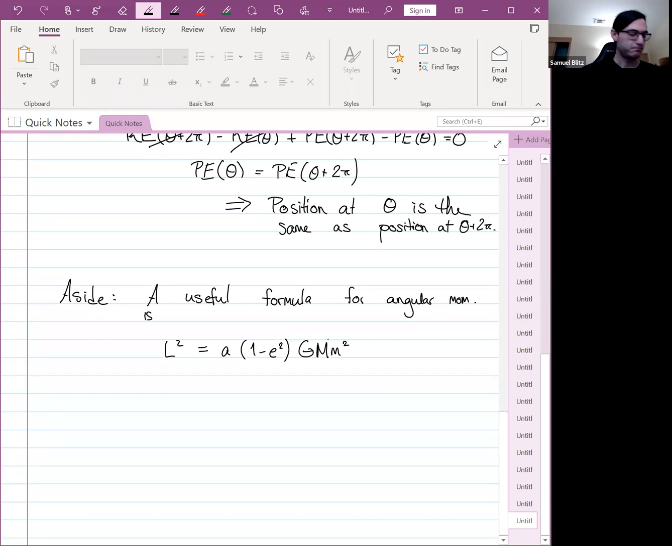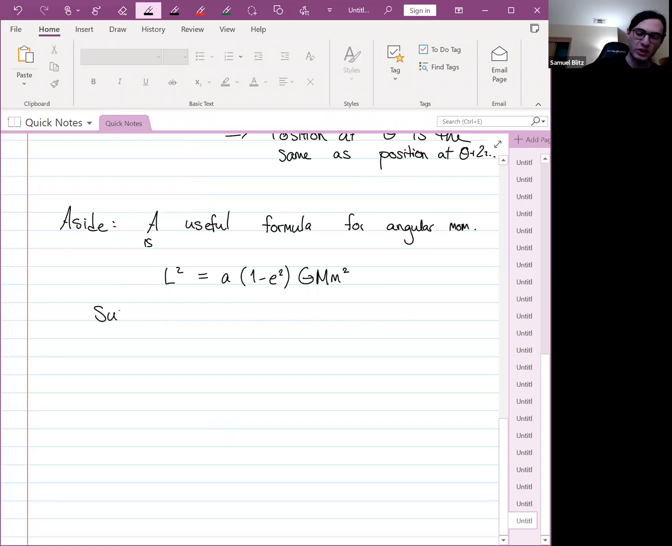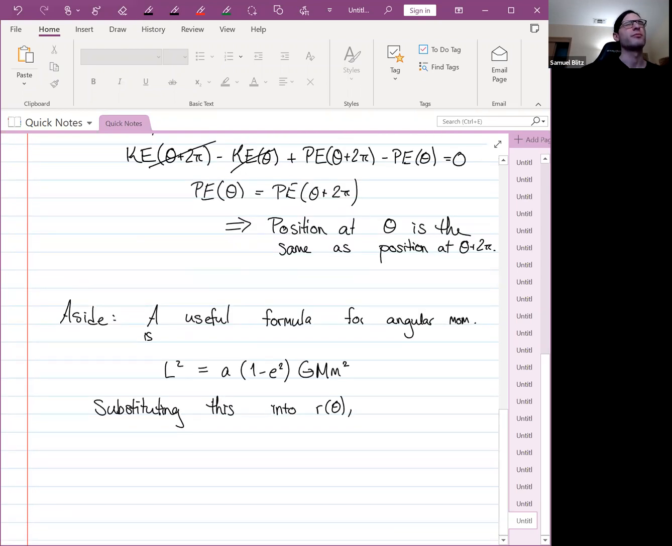And then we can just substitute this into the formula for r. Remember, r is a function of theta for an ellipse. We had a particular formula for it. That formula was a times 1 minus e squared, I think, divided by 1 minus e cosine theta. I'm just pulling it up because I don't remember it off the top of my head. I wrote it down somewhere. Yeah, I got it right.